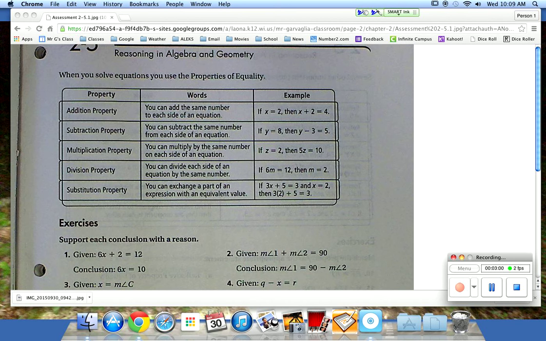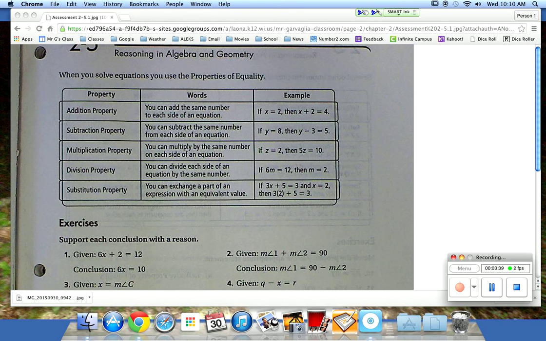Multiplication property. We start out with z equals 2, and we're going to multiply both sides by 5. Okay? So what do I have, Case? Look up here once. I'm going to multiply both sides by 5. This is the multiplication property. So we're going to make this 5z equals 10, right? We multiplied both sides by 5. That's the multiplication property.